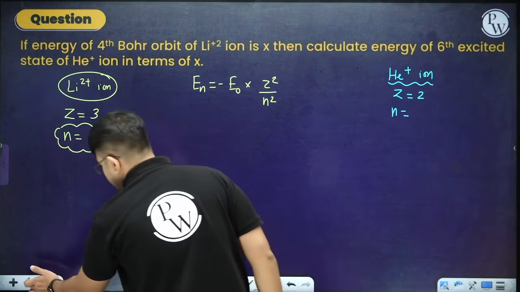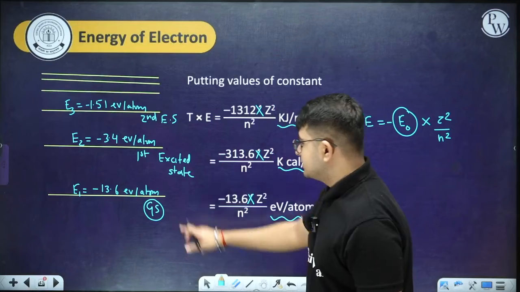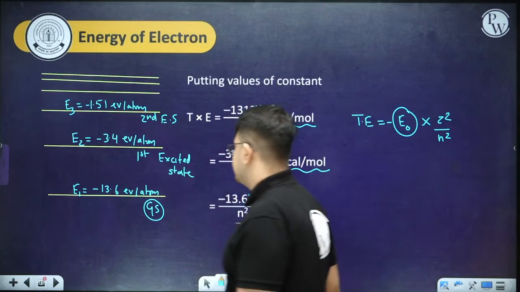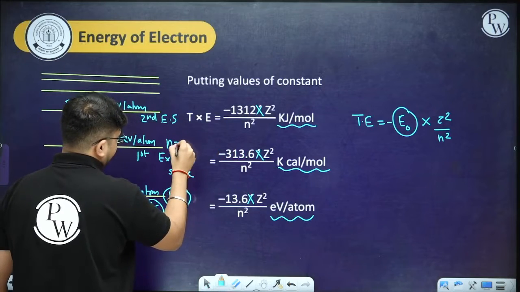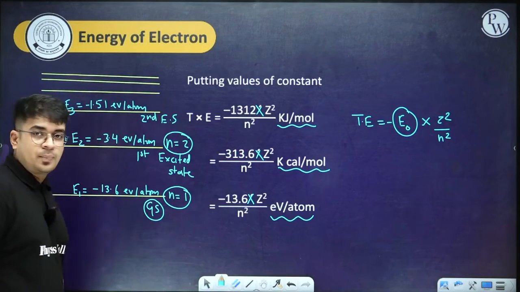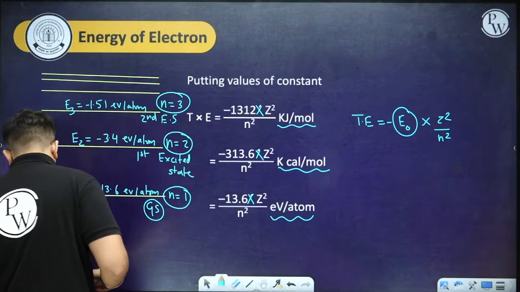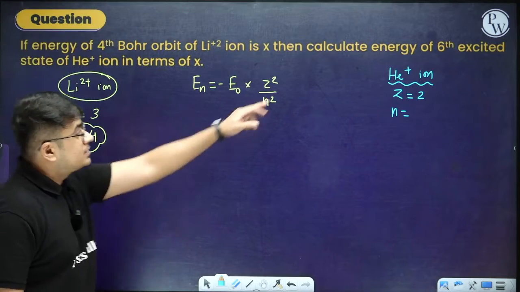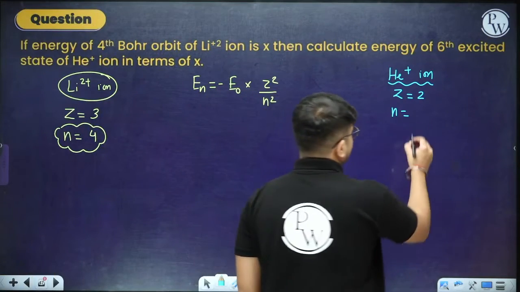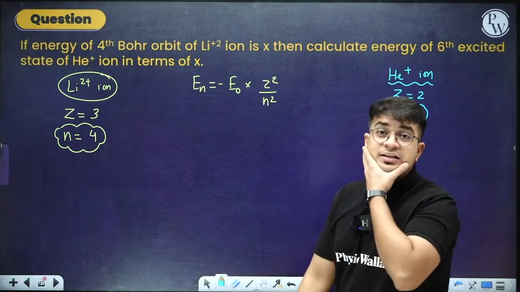I told you earlier, just look at the diagram. If n is actually 1 for the ground state, the first excited state means n is equal to 2. Second excited state means n is equal to 3. In the same way, if I am solving this question, sixth excited state means n is equal to 7. This is the only thing which you have to consider.